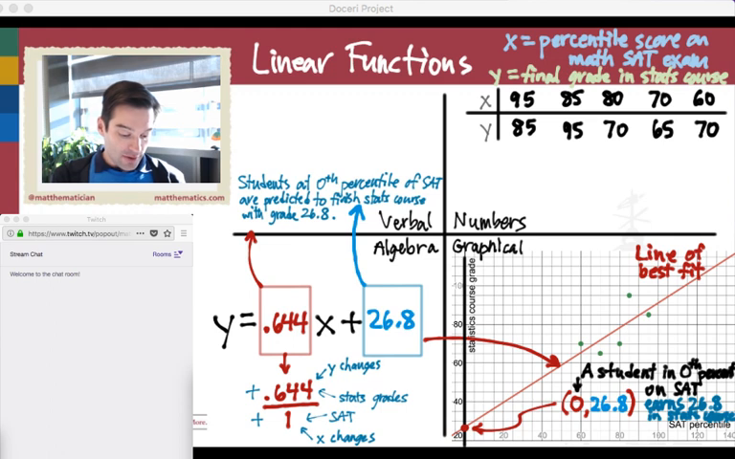So I'm going to actually start this time with the changes in the x value, just for fun, just to make it a little bit different reading than the last one that we did. So 1 percentile on the SAT exam. And then 0.644 point, I guess, in stats course grade.